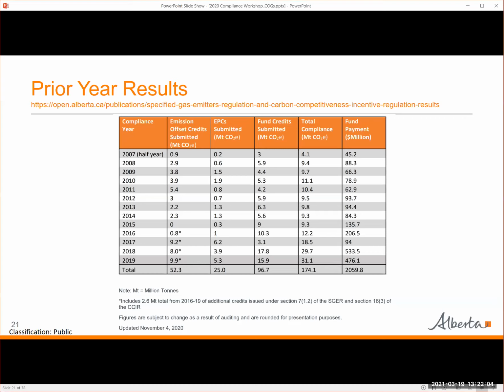So this slide just gives a bit of an overview of the results from the prior programs, SGR and CCIR, over the course of 2007 through 2019. So this kind of summarizes the credits that have been used for compliance purposes, payments into the fund, and the total compliance owed over the course of those years.